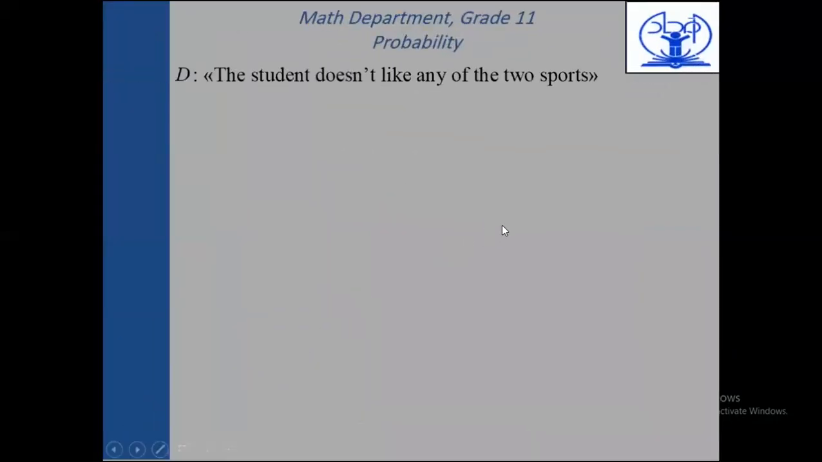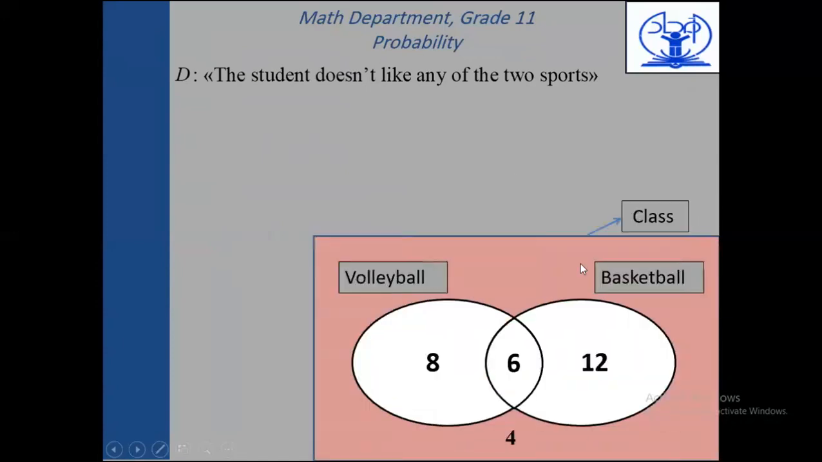Now, what's the probability that the student doesn't like any of the two sports? Actually, doesn't like any of the two sports is the region here, which is outside this cloud. So it's the shaded region where 4 students are there. So the probability that the student doesn't like basketball and at the same time doesn't like volleyball, and these are 4 students, 4 over 30, 2 over 15.